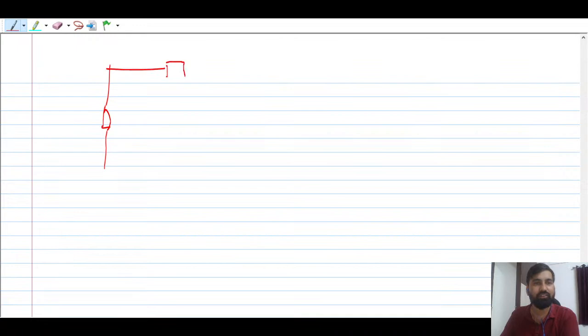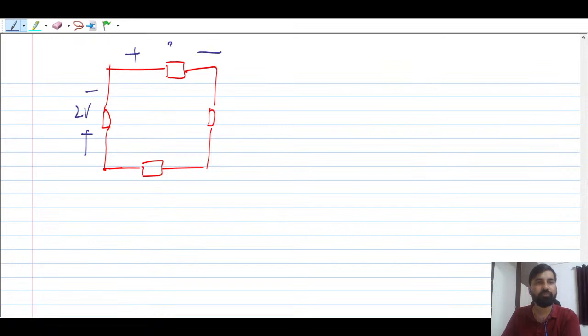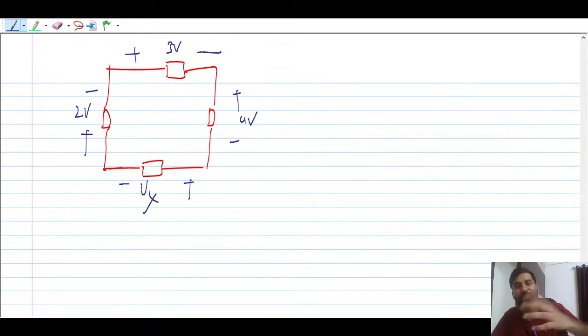Suppose you know the potential drop across them, right? You can say voltage drop across them, right? I'm just going to choose some, suppose plus to minus, 2 volt, 3 volt, 4 volt, and you don't know what is this Vx, right? Now they are asking what is the value of this Vx, right? So many people might make mistake here, but I'm not going to make mistake. It is my experience. क्या सबसे पहले आपको क्या करना है?